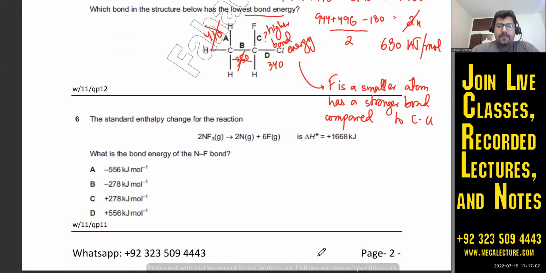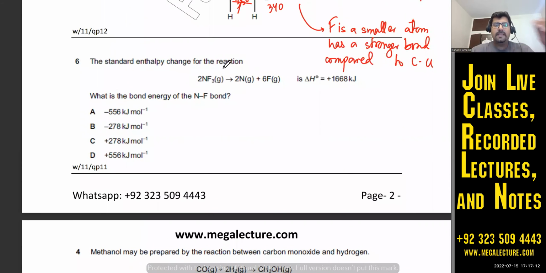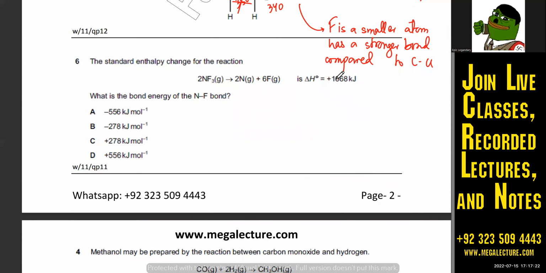So this one, what is the bond energy of the NF bond? How would you calculate this? How many bonds are broken and how many bonds are formed in this reaction? The overall enthalpy change.